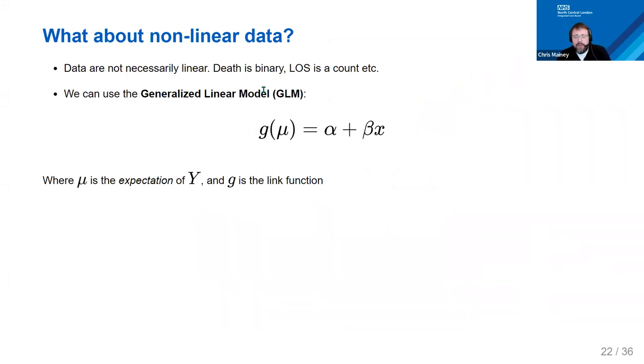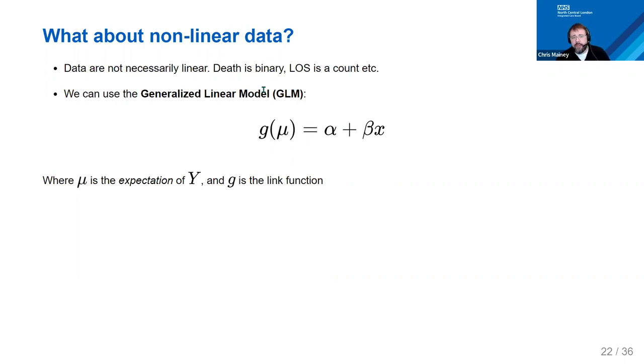But what do we do about non-linear data? We talked a little bit about Poisson data before, count data. But what about things like binary data? I talked a little bit about doing mortality models earlier. Death is a binary state. It's, have you died or not? It's not something we can count. So it doesn't make a lot of rational sense to have Y as 0 and 1.